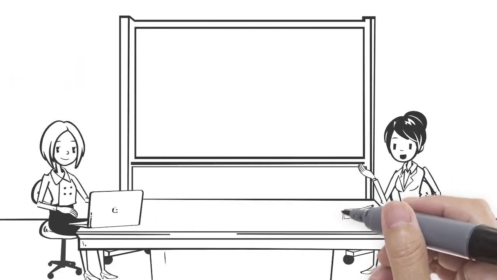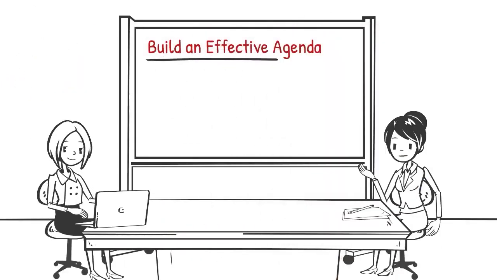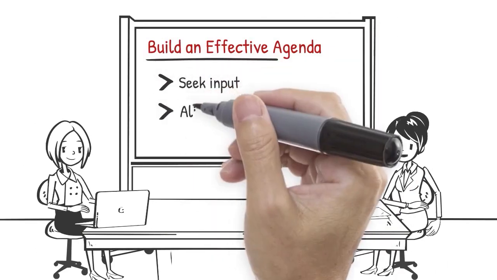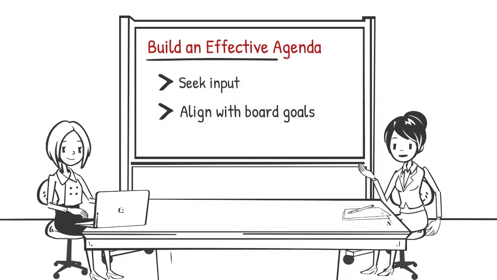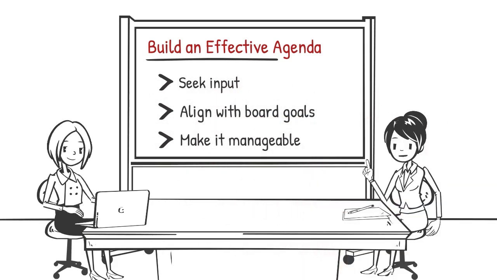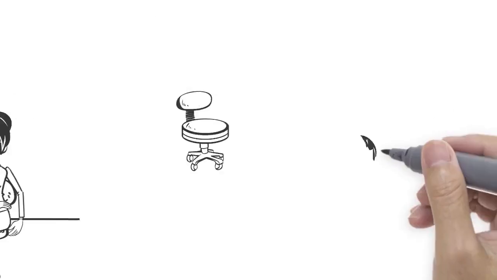Seek input from other board members and work with the administration to develop a manageable, effective agenda. Make sure the agendas align with board goals and include a reasonable number of issues. Don't try to accomplish too much. And be clear enough to reasonably inform the public of the topics to be discussed.